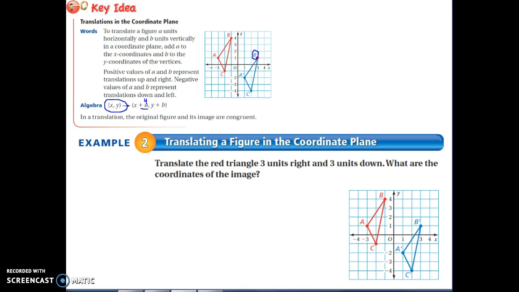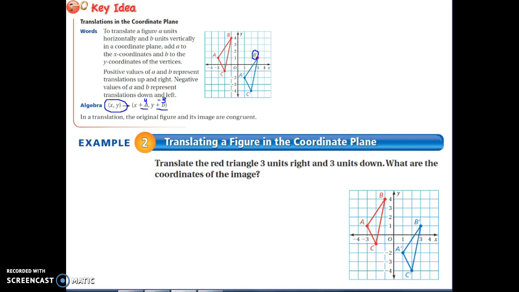I also then moved 3 units down, so my y value is going to have a number either added or subtracted to it. My b tells me exactly how much I'm moving up or down. Since in this case I'm moving down 3, I would actually have a minus 3 after the y.